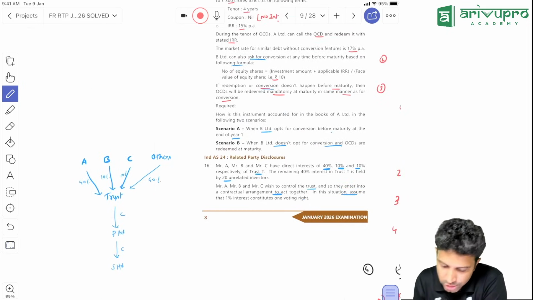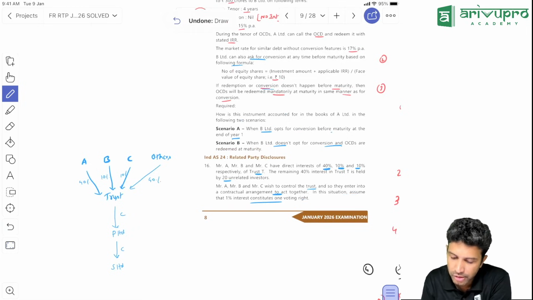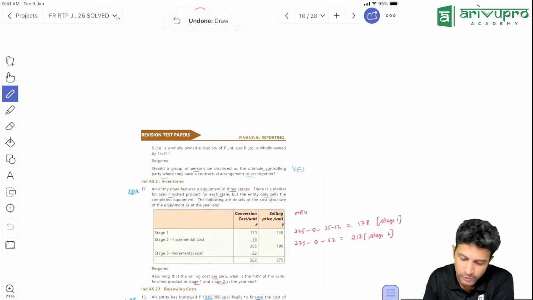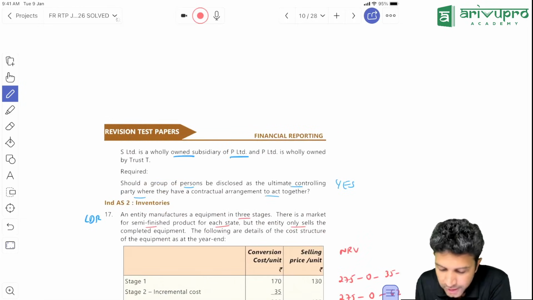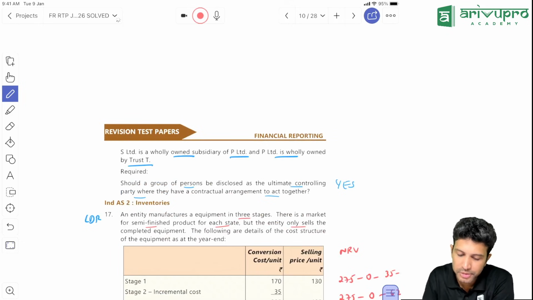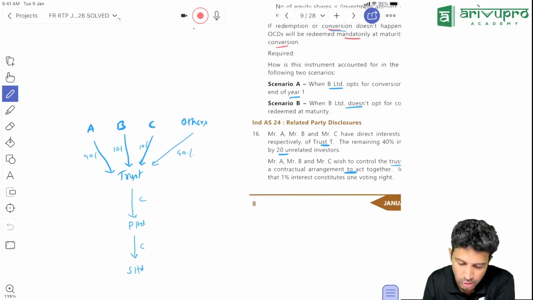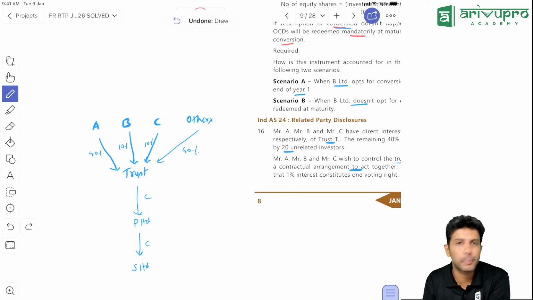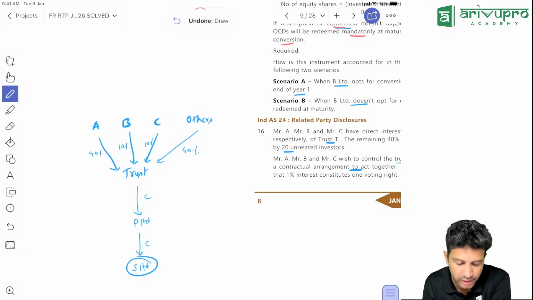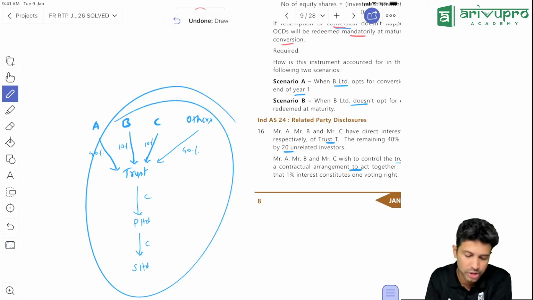In this situation, assume that 1% interest constitutes 1 voting right. S is a wholly owned subsidiary of P Limited, and P is a wholly owned subsidiary of the Trust. So this Trust has control over one company called P Limited, and P has control over another company called S Limited. This is the structure they have given.